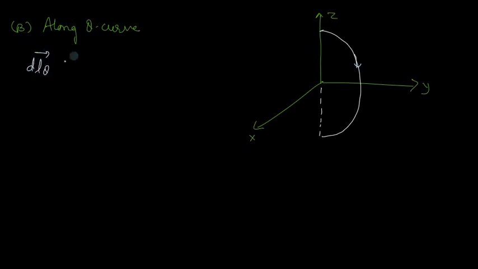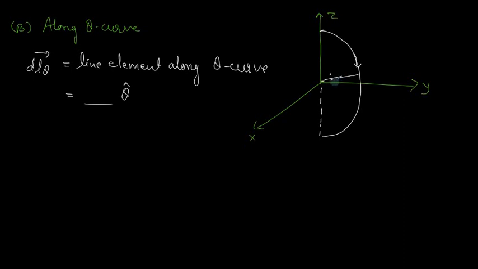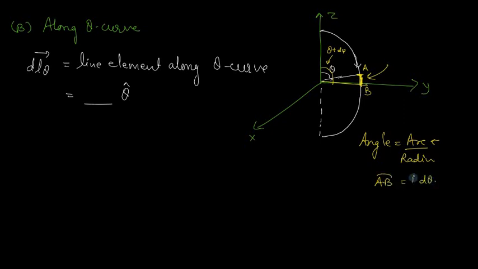So your dl_theta vector is equal to the line element along the theta curve, and its direction will be theta cap. What is its value? Let's call this angle theta at a particular point. Let's call another angle from here theta plus d theta. That makes an arc in this theta curve. You know that angle is equal to arc upon radius. So this arc length AB will be angle, that is d theta, times radius, that is nothing but r. So it is r d theta. So the line element is r times d theta. Okay, so this was along the theta curve.